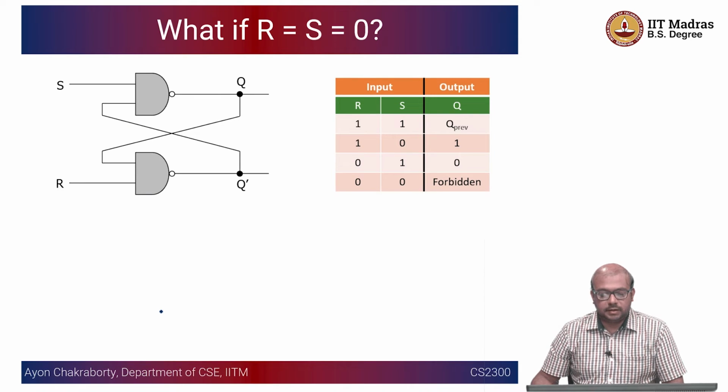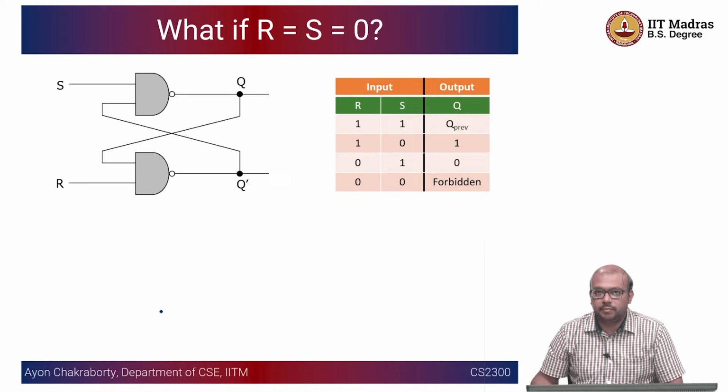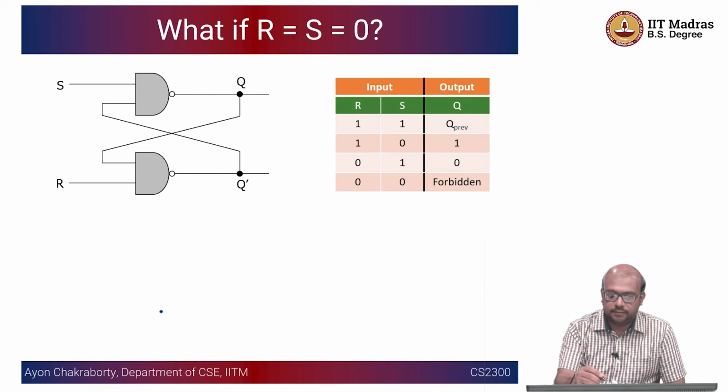Okay. So this is S R, same circuit. Other test cases have been already checked: S equal to 1 and R equal to 1, R equal to 1 and S equal to 0, R equal to 0 and S equal to 1. Now what if R equal to S equal to 0? So this is the fourth case.